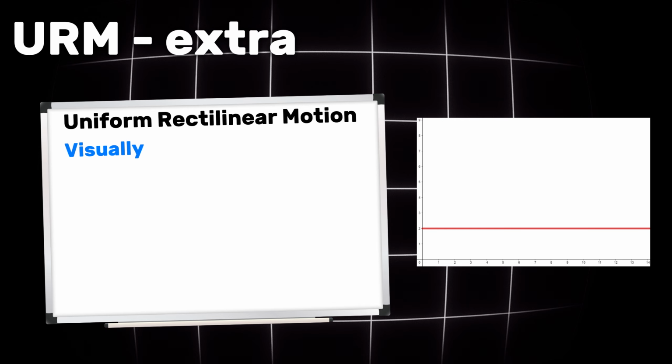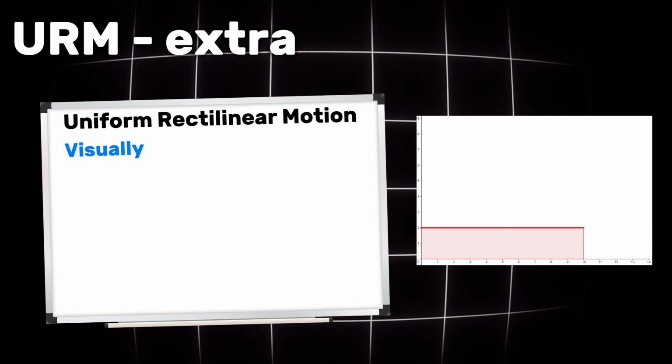Now visually, we have the horizontal function y equals 2. We can mark a rectangle with a base of 10 like this. Then we can just use the formula for the area of a rectangle, which is base times height. So we have a base of 10 times a height of 2, which also equals 20. This can be very handy sometimes.